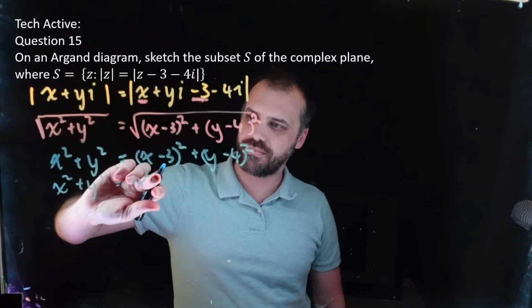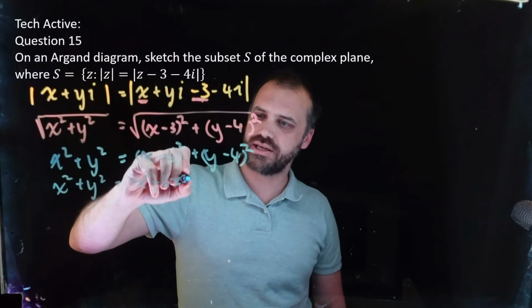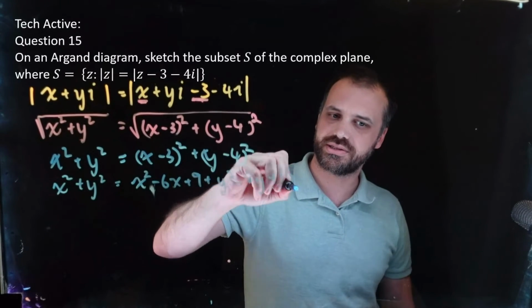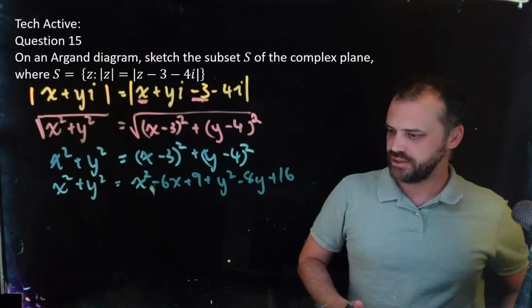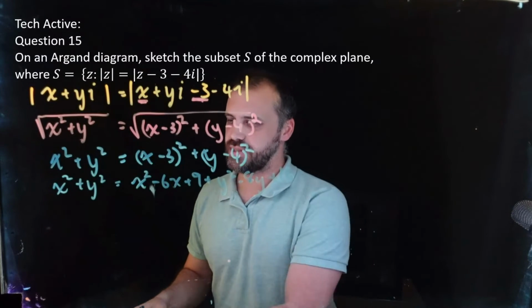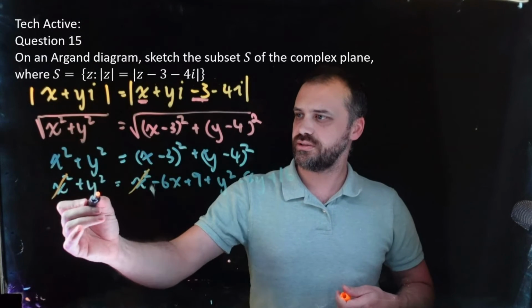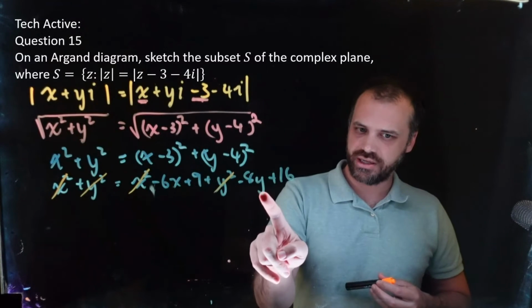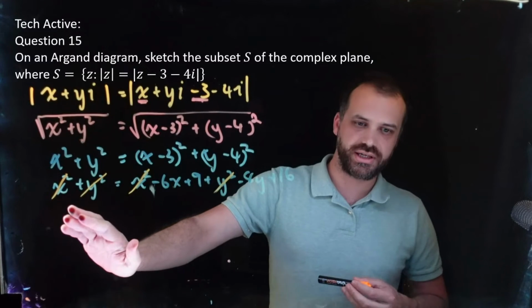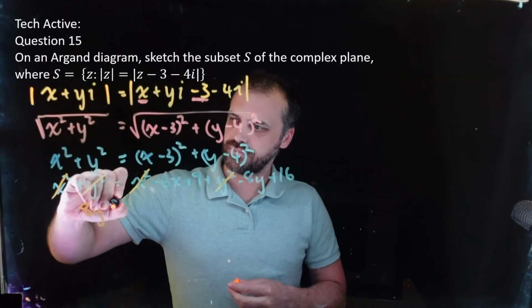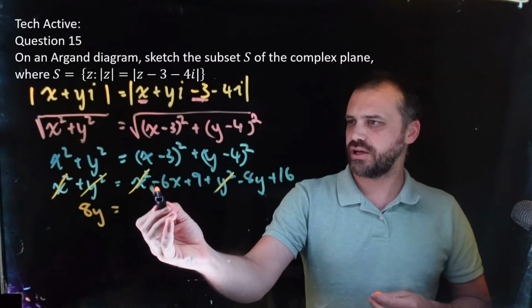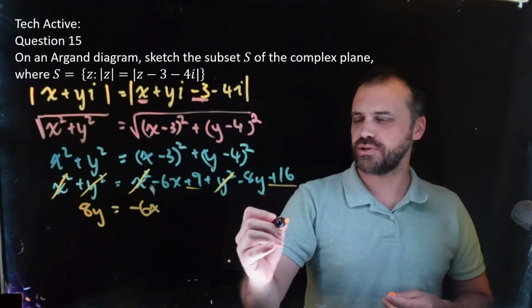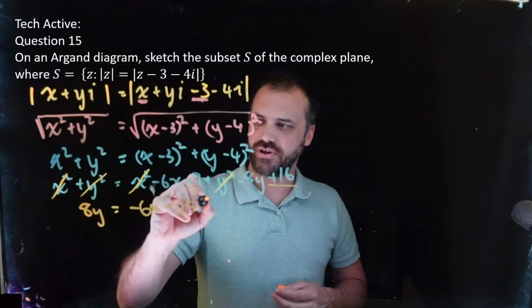x squared minus 6x plus 9, y squared minus 8y plus 16. Something like that. Now the good news when I look at this is that the x squareds cancel out, the y squareds cancel out, and I'm left with negative 8y here. I'm just going to move that to the other side. And then I've got a negative 6x, and then a positive 9 and a positive 16, so that's positive 25.